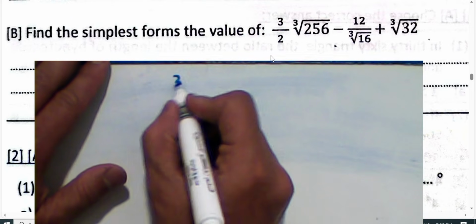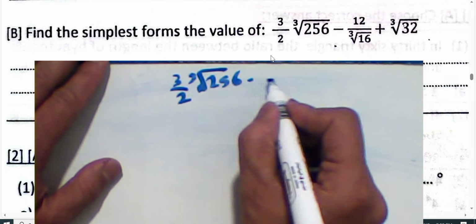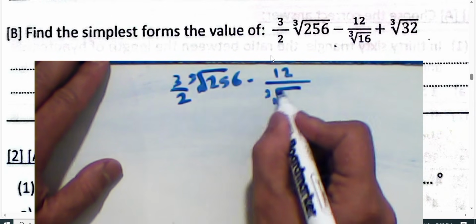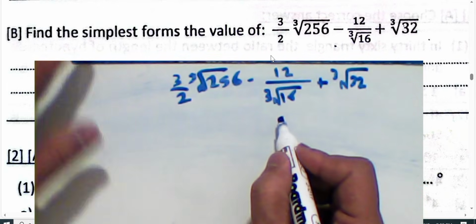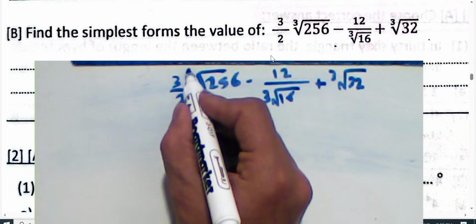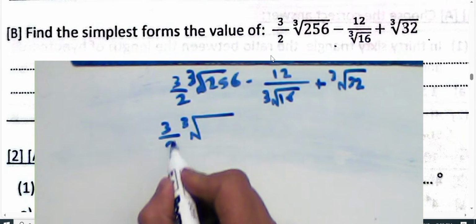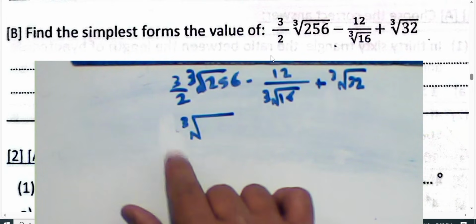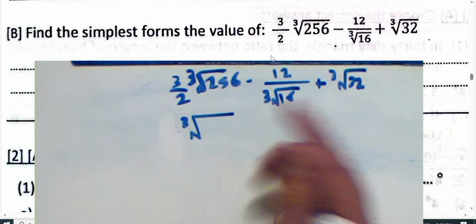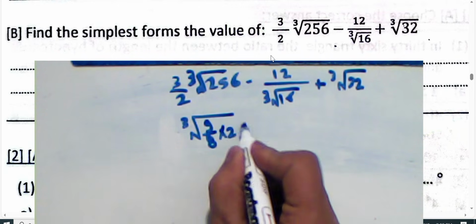Next question. Find the simplest form for the values: 3 over 2 product by cubic root 256 subtract 12 over cubic root of 16 plus cubic root of 32. Look here, 256. We want to find the cubic root. We can write factorizing this number. Or you can put 3 over 2 inside this cubic root, product itself 3 times. It means 9 over 8 product by 256.